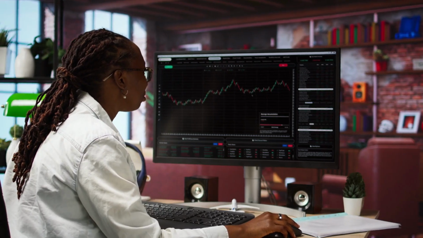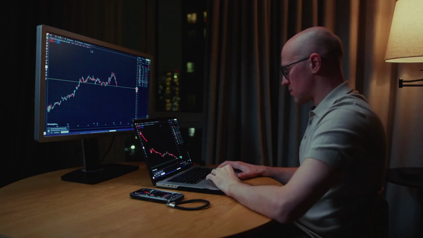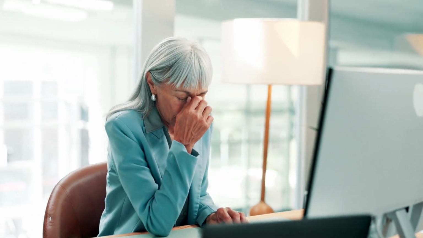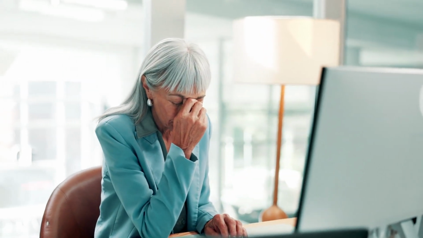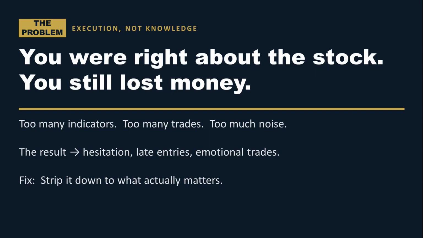Most traders don't fail because they're dumb. They fail because they're busy. Too many indicators. Too many setups. Too many trades. And all that noise creates one thing: hesitation. You miss the entry. You chase late. You're already emotional before the trade even starts. That's not a knowledge problem. That's an execution problem. And execution only gets fixed one way: by simplifying.